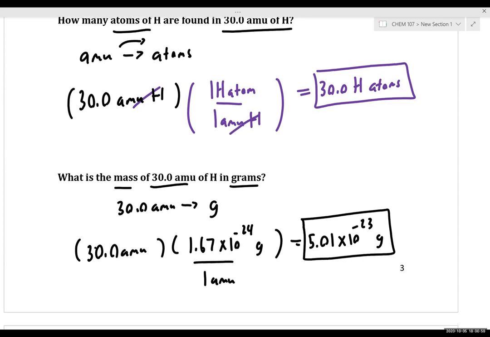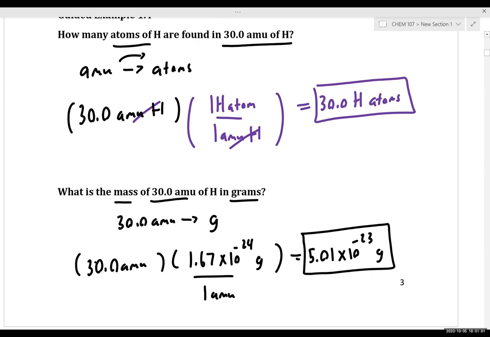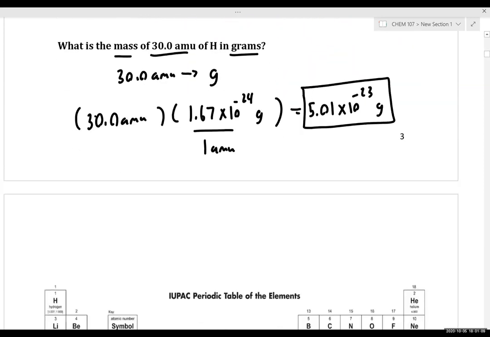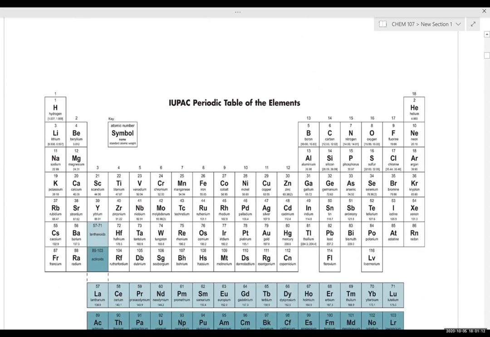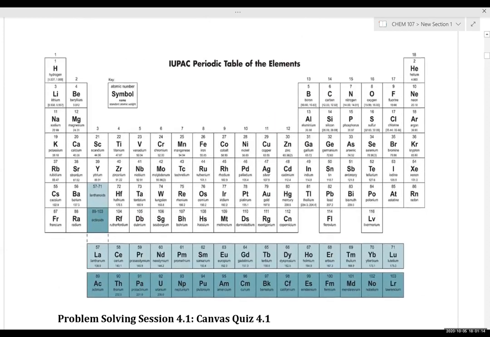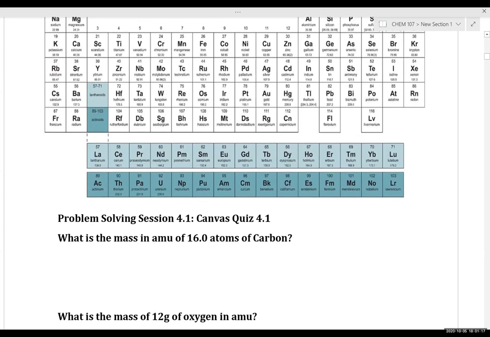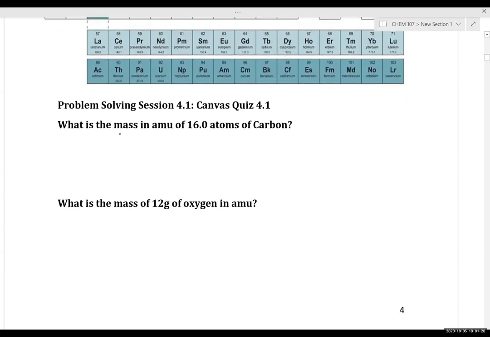So again, we're using the conversion factors of our atomic mass and the conversion factor from AMUs to grams. To make sure everyone's comfortable with this idea, I have given you a picture of the periodic table that you'll be using momentarily. I'd like you to calculate the mass in AMU of 16 atoms of carbon, and I'd like you to calculate the mass of 12 grams of oxygen in AMU. Let's work on this example for about 3 to 4 minutes, and then we'll discuss.